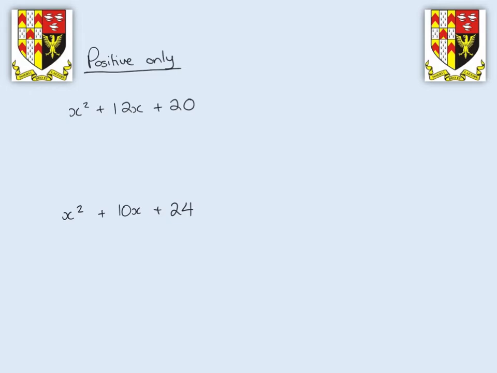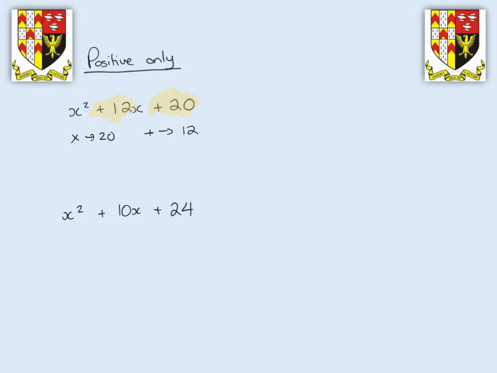So if I look at this question here, I've got x squared plus 12x plus 20. So I need to identify what the product is and what the sum is. So the product is 20, and then the sum here is 12. So I might want to write those down. So the product there is 20, and the sum is 12.